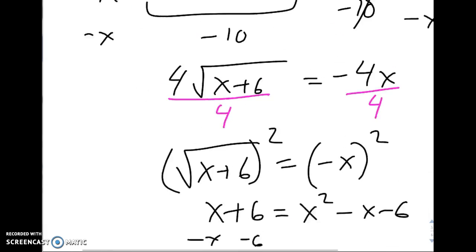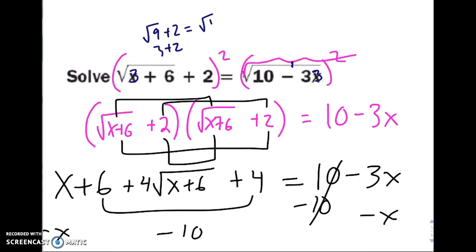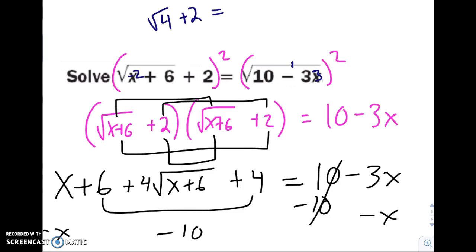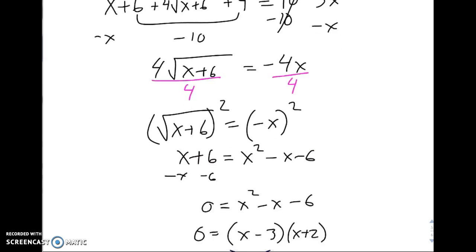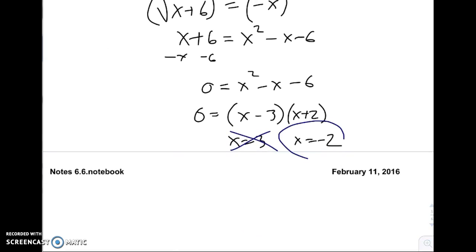Check negative 2. They could both be extraneous for all we know. Clear out my positive 3. Let's check negative 2. Put in a negative 2 here. We get the square root of 4 plus 2. Does that equal, on this side, if we put a negative 2 in, 3 times negative 2 is negative 6, so 10 plus 6 is the square root of 16. This is 2 plus 2 equals 4. Our only solution here is x equals negative 2.